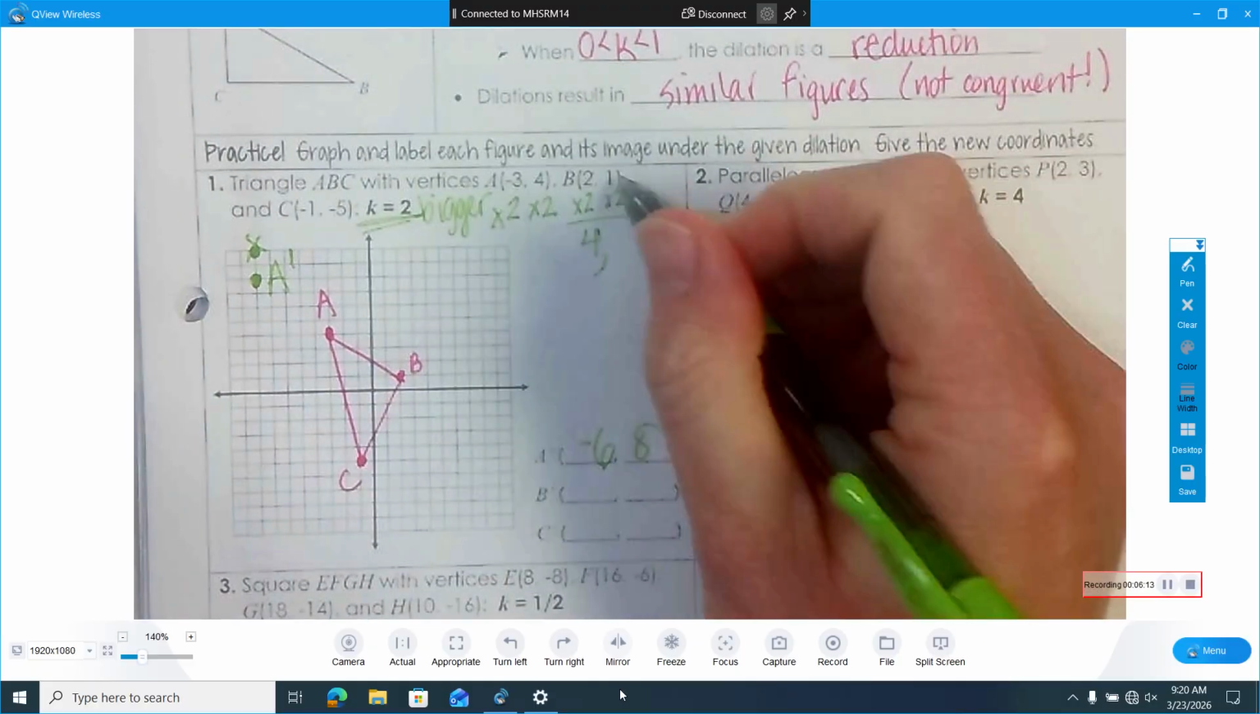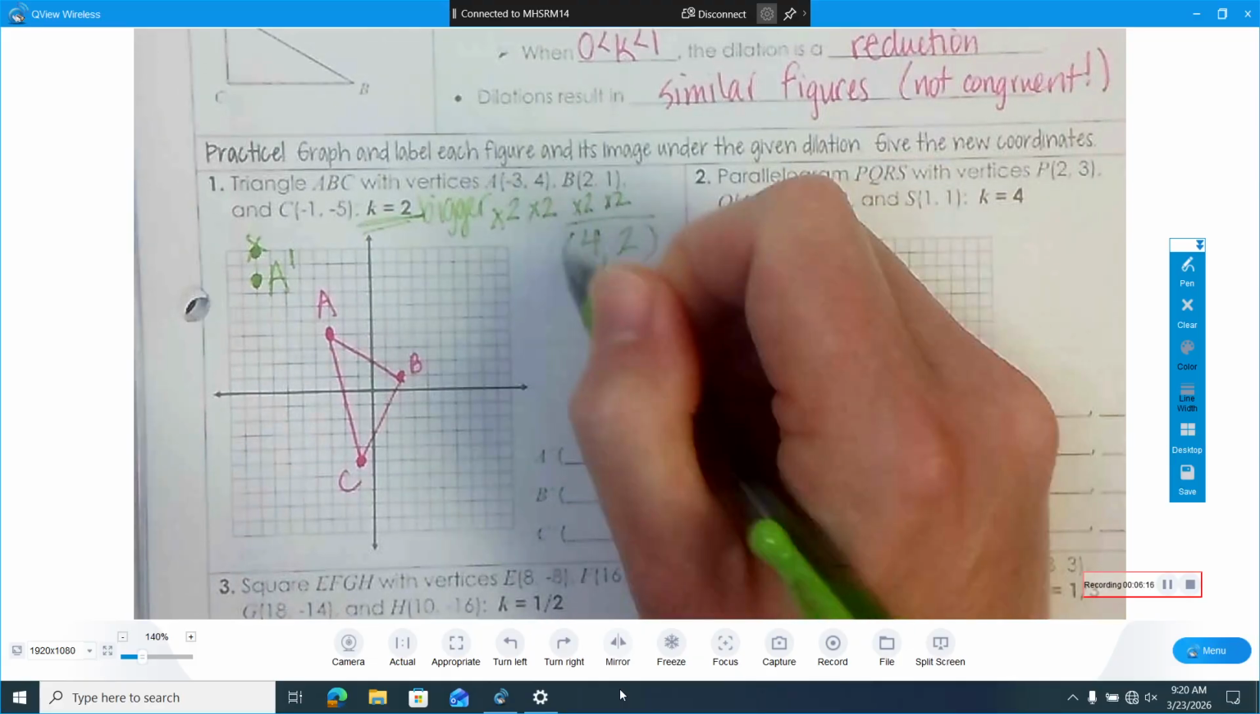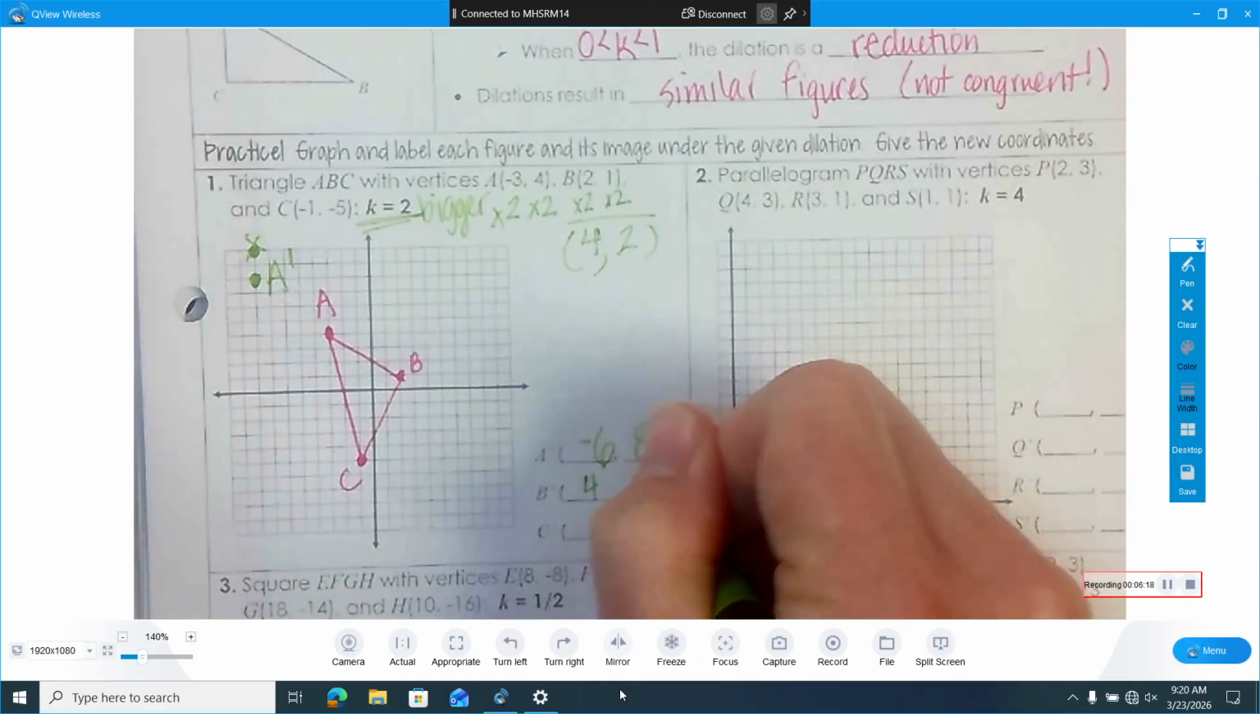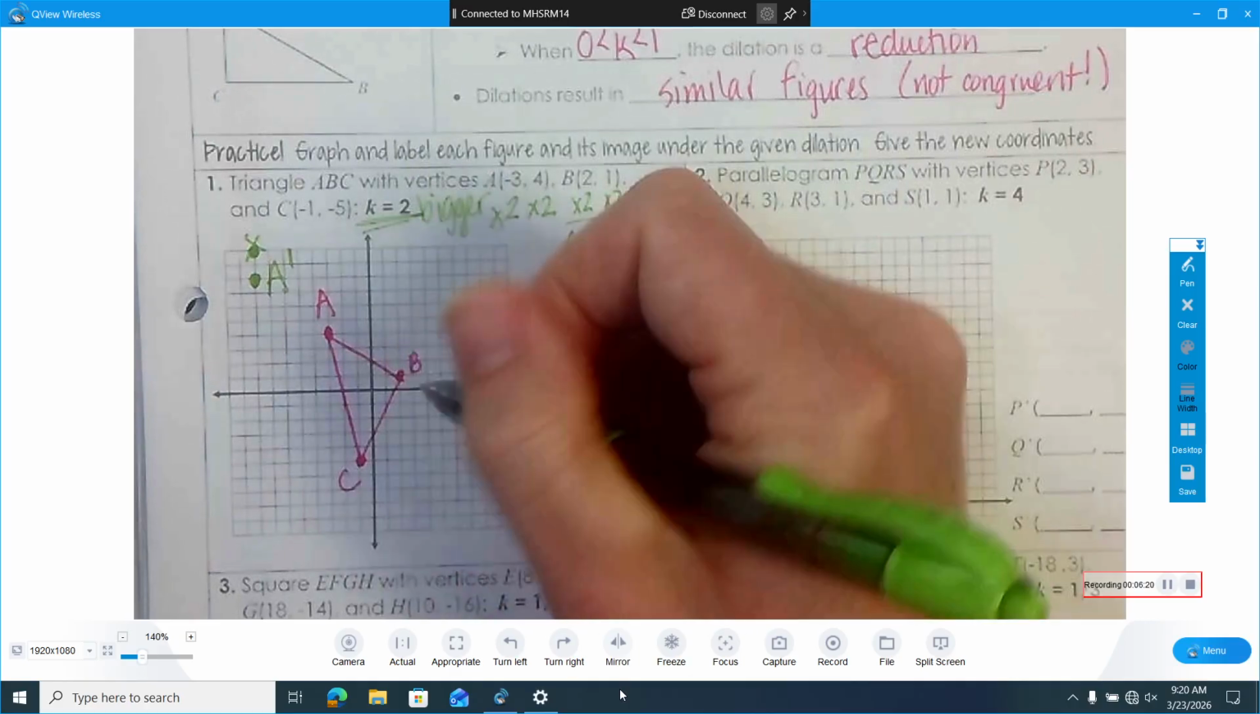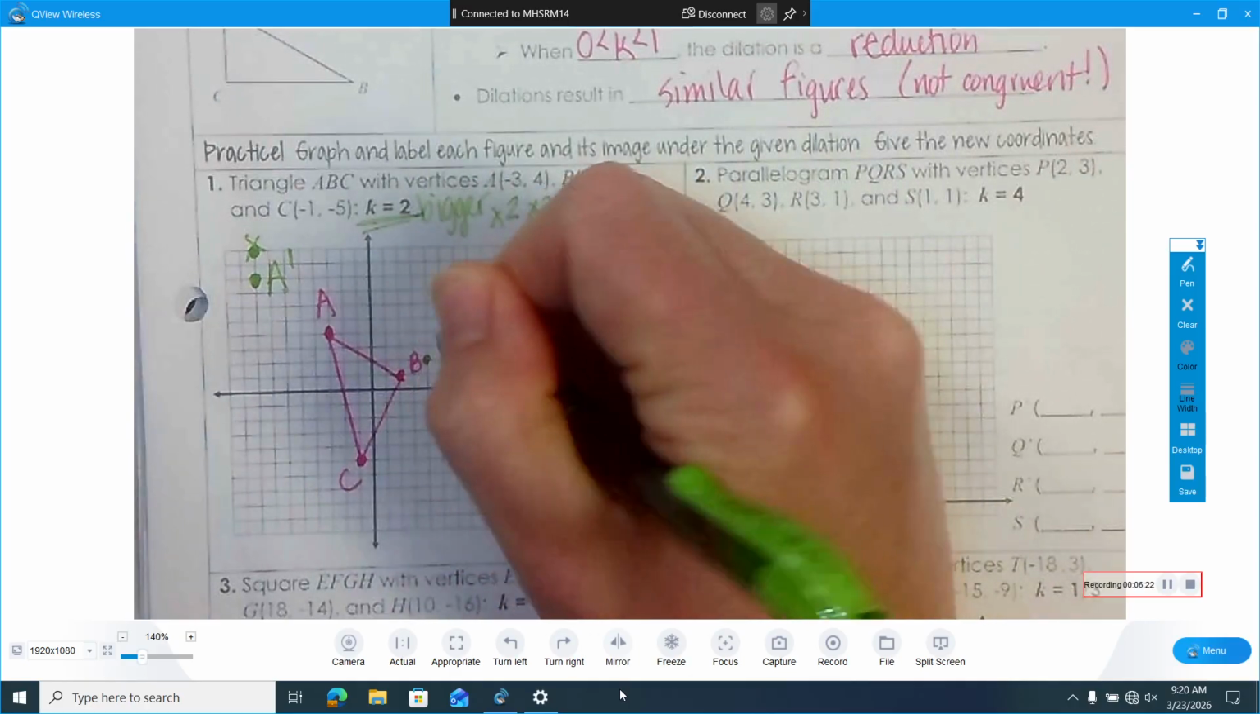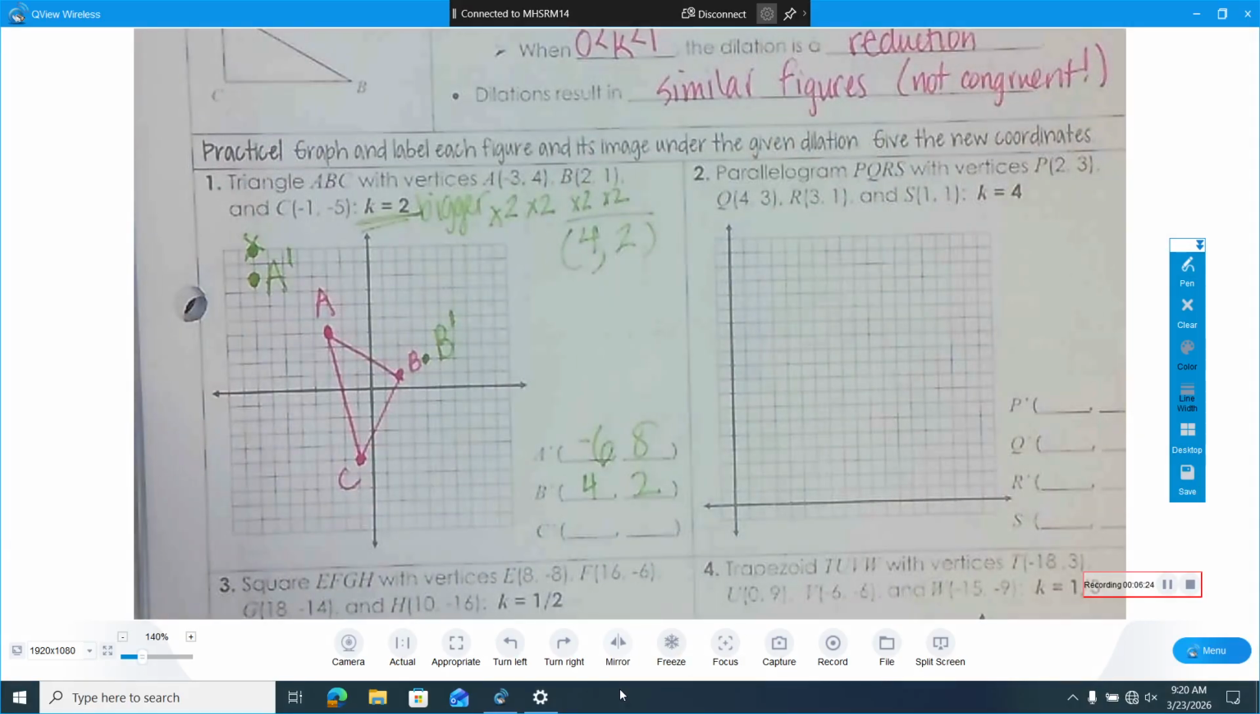4 and 2. So there is B prime at 4, 2. So here is B prime.